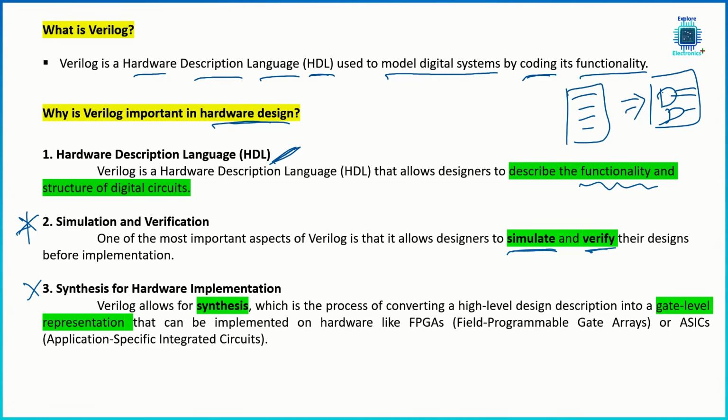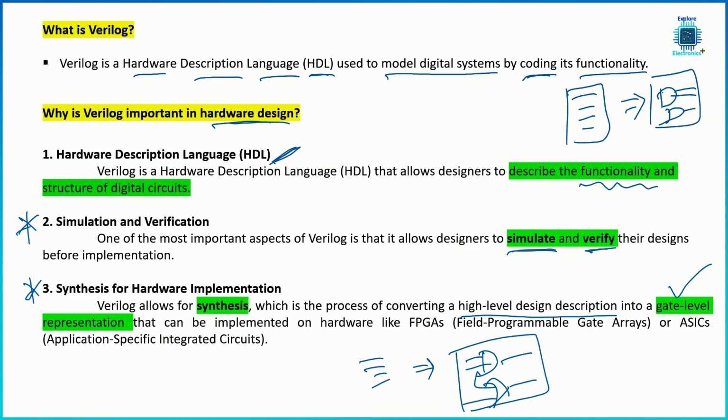Then comes the synthesis. Once the design is simulating properly for the functionality we have designed, then we can convert that high level description code into a gate level representation. So the lines of code we have written give us the hardware circuit itself, and this circuit may be something generated like this. This is the exact hardware we are going to implement on silicon for an IC. That is the major advantage of going for Verilog for design.